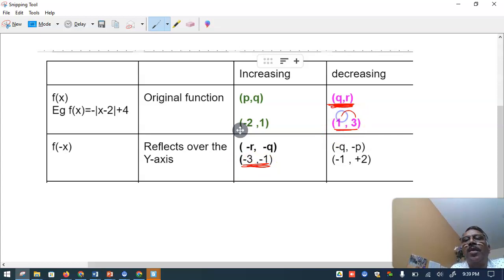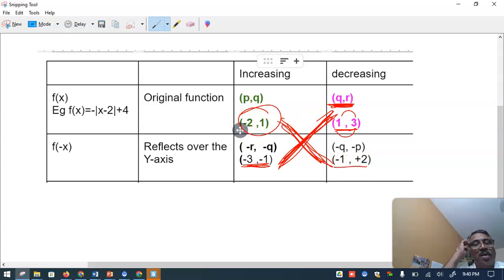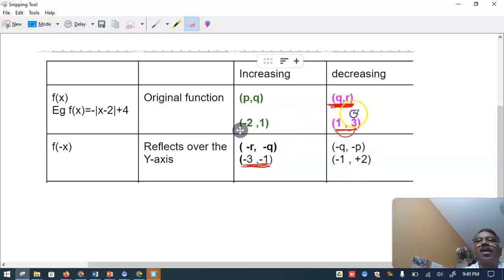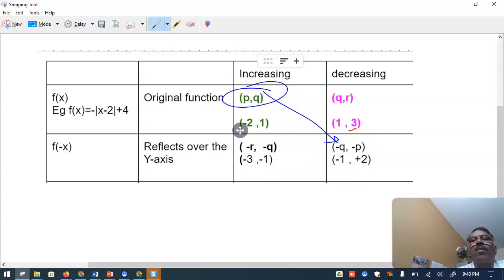So all you do is swap this and switch the sign. And this one, this gets swapped and switched also. So -2 to 1 changes to -1 to 2. So this is the conclusion I'm making, and you just have to write it down here. So in formula form, if this is P to Q, you just have to swap P and Q and switch the sign also. And if this was decreasing from Q to R, you just have to swap Q and R to R and Q and then switch the sign. That's all it is.